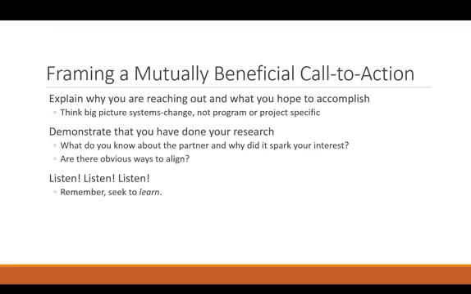And then back to it, I will always say this: remember to seek to learn and to listen, listen, listen. The exclamation point there is really about listening in a way that you're not preparing yourself to respond right away, but you're listening to learn.